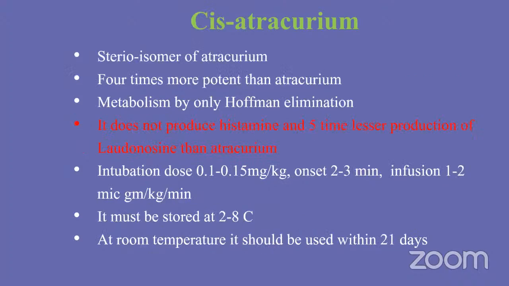Cisatracurium is a stereoisomer of atracurium, which is 4 to 5 times more potent than atracurium. It's metabolized only by Hofmann elimination, but it does not produce histamine, and produces 5 times less laudanosine than atracurium. Intubation dose is 0.1 to 0.15 milligram per kg. Onset is almost similar, 2 to 3 minutes. Infusion is 1 to 2 microgram per kg per minute. It must be stored at 2 to 8 degrees centigrade. At room temperature, it can be used up to 21 days.